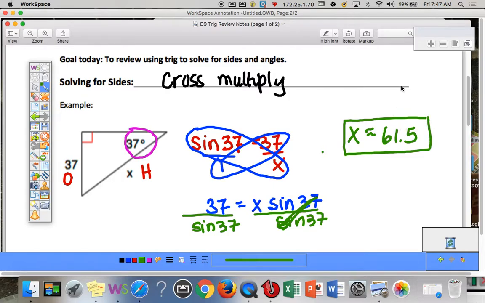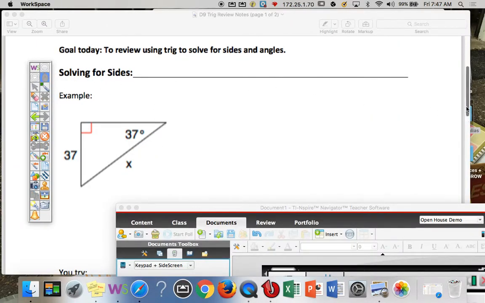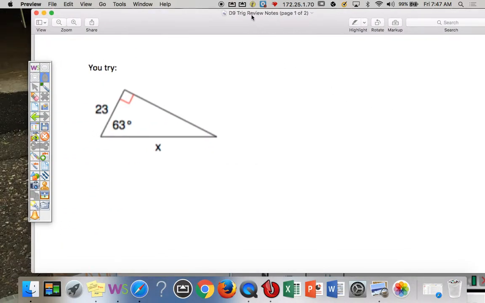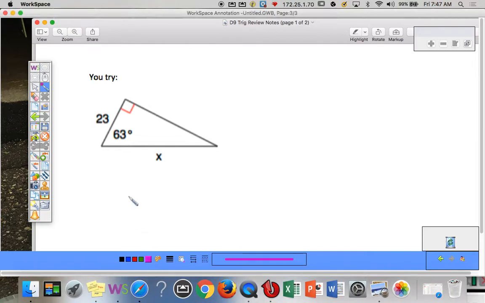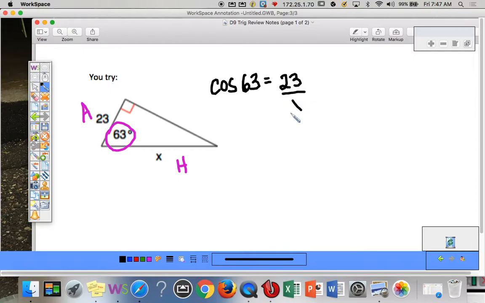So that's how you solve for sides. You set up the ratio, you cross multiply, and solve for your missing side. Let's try another one here. Again, start with your angle. You can't use the 90, you have to use the other angle. If you use the 90, then you have two adjacent sides, and we wouldn't be able to figure out a trig ratio to solve. With this angle, the hypotenuse is across from the 90. The adjacent side is the other side next to your angle. If we think about SOHCAHTOA, we're going to use cosine. So we have cosine of 63 equals adjacent, which is 23, over x.